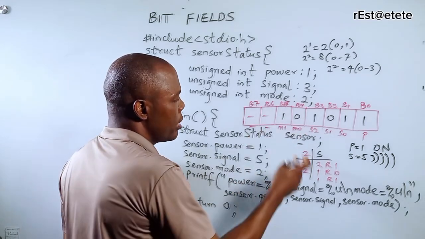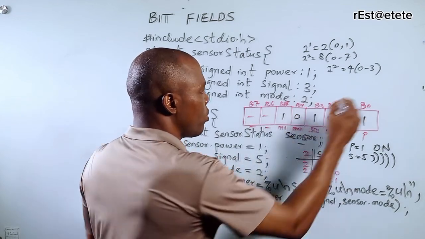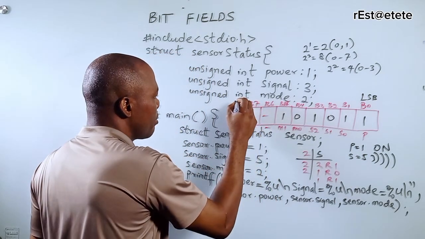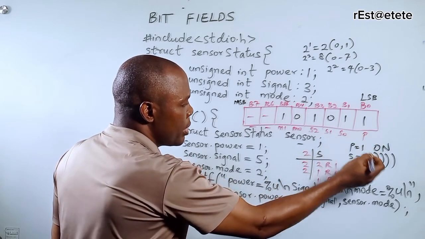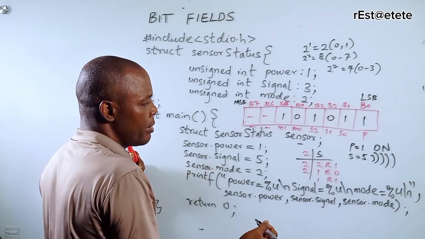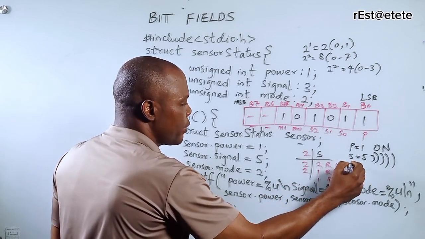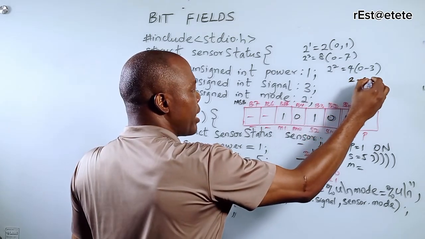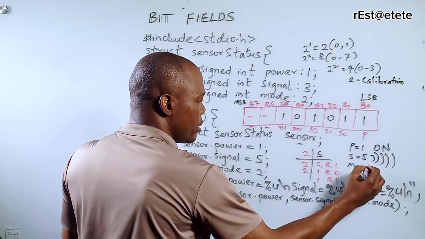Then for the mode, 01, that is 10. So it's reading it because this is what? Least significant bit. Then most significant bit. Now, P is on. Then this one is giving me 5 bit, 5 value, that is giving me this signal. Then for the mode will give me 2. So if I have calibrated 2 to be what? Like if I have designed 2 to be what? Calibration, it will tell me what it is.